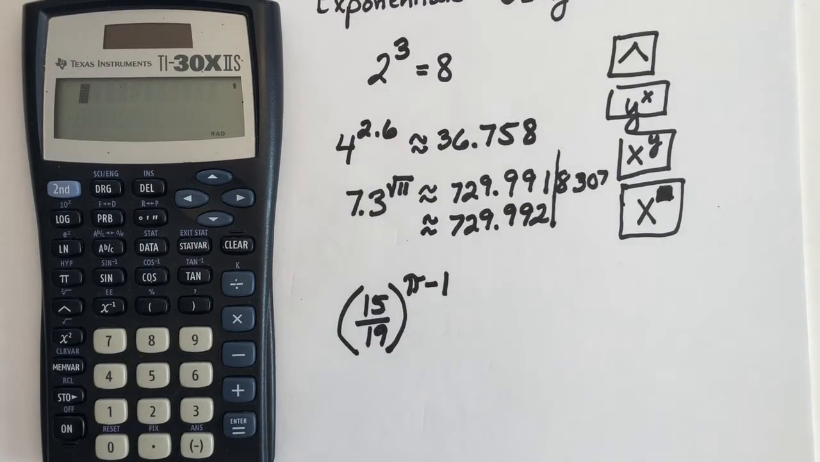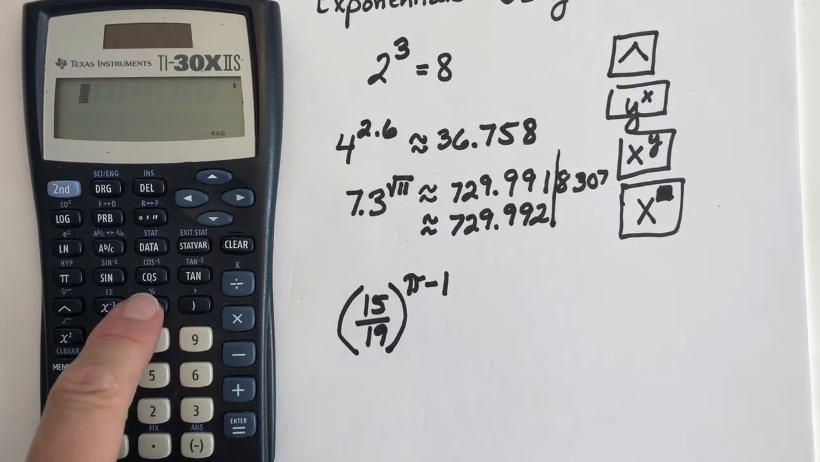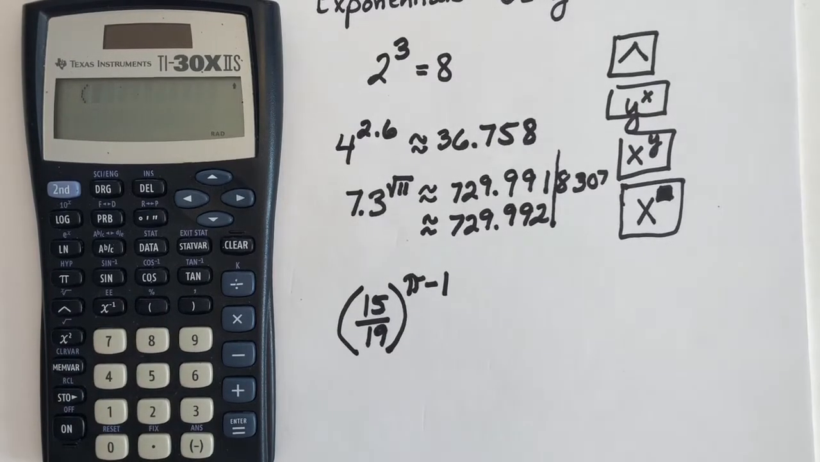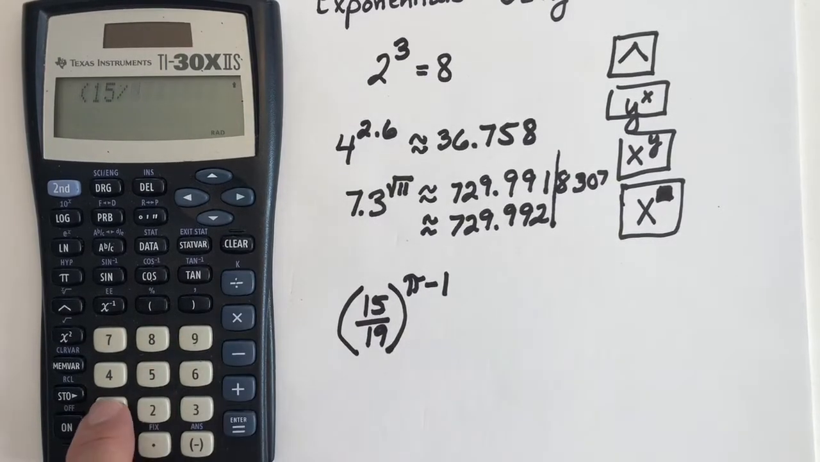I've never used the fraction button on my calculator. I'm just going to put this in as a division problem for the calculator to compute. And I'm putting in open parentheses so the calculator knows it has a computation to do for the base. 15 divided by 19. And then I close my parentheses. So there's the base. I tell it I'm going to raise it to a power.